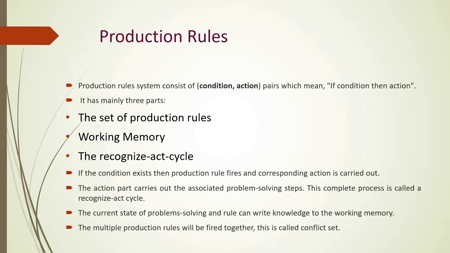The working memory consists of the description of the current state of the problem solving, and rules can write knowledge to the working memory. The knowledge may match and fire other rules. If a new situation has been generated, then multiple production rules will be fired together. And this is called the conflict set. In this situation, the agent needs to select a rule from this set, and it is called conflict resolution.